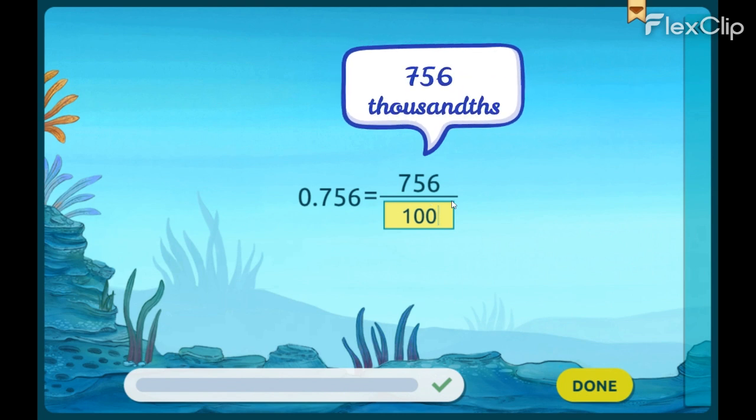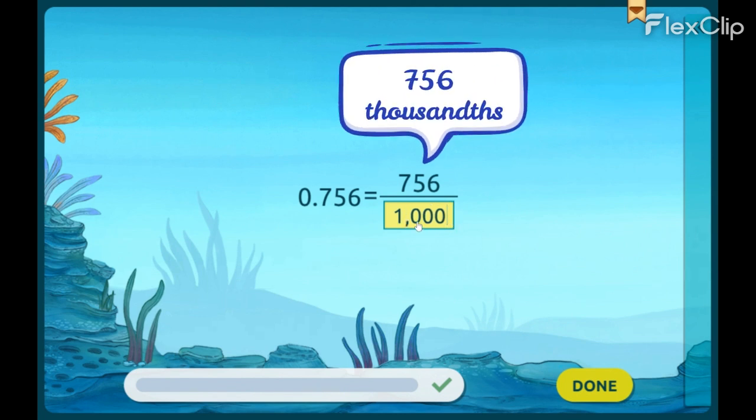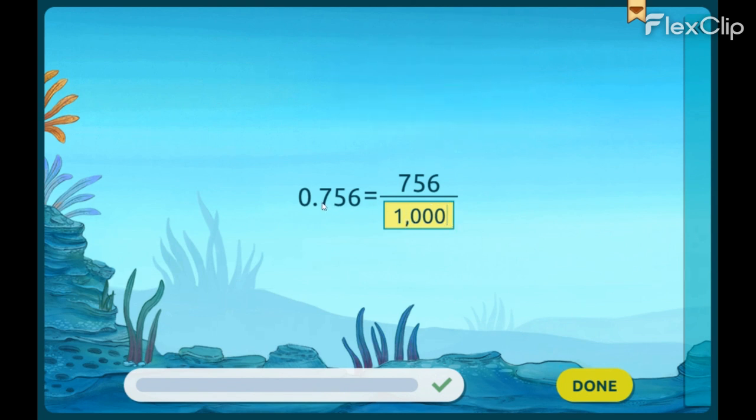756 will be divided by 1000. Again, the number of zeros needs to coincide with the number of seats after the decimal point. Let's call them digits or seats.